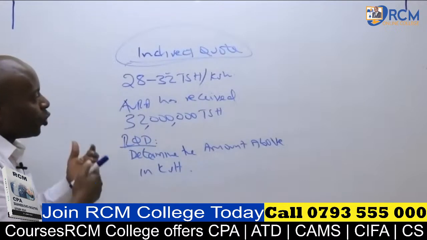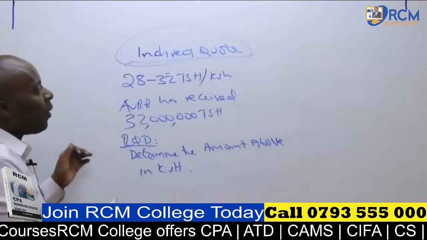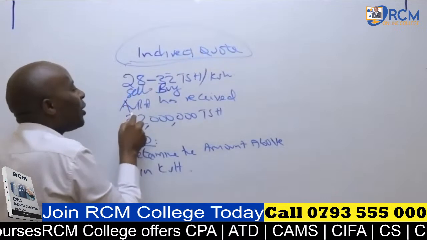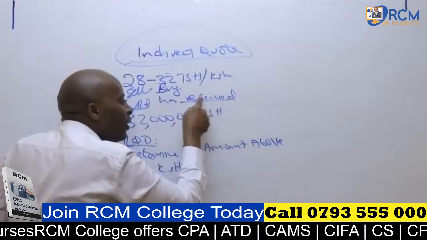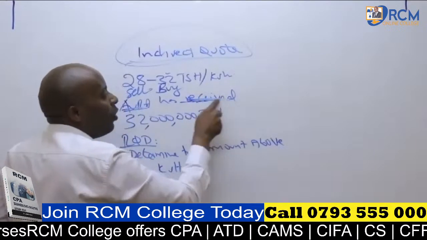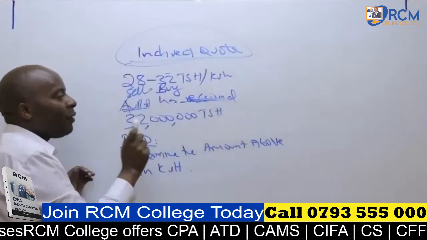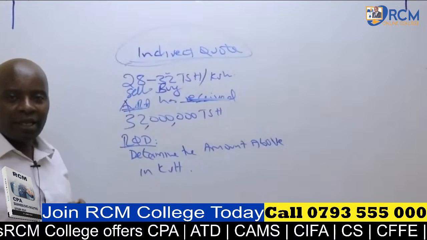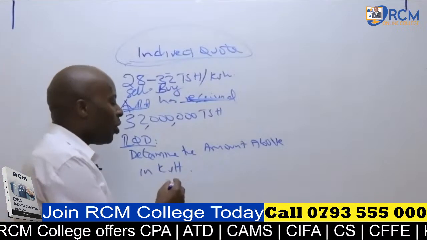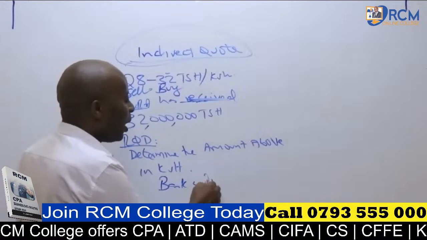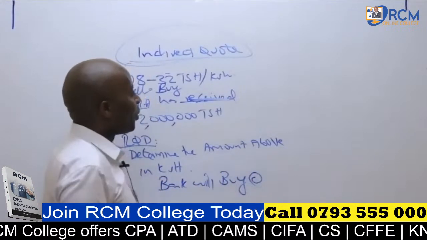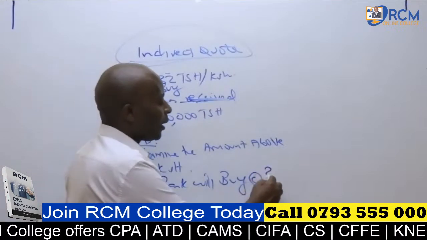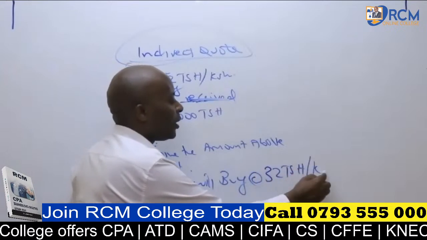And the very best thing is to always go with your home currency. Our home currency is the Kenya shilling. So we have here buy, and then we have sell. Now, ladies and gentlemen, this receivable is a receipt. If it's a receivable, I remember my foreign boyfriend concept: the foreign boyfriend buys dinner. So in this case, it is the bank. The bank will buy the Tanzania shillings at what rate? At 32 Tanzania shillings per Kenya shilling.